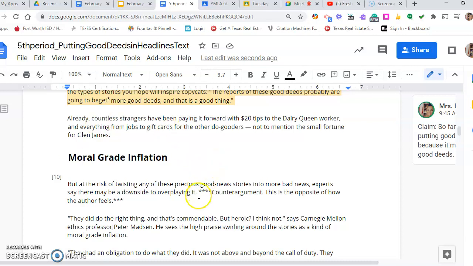Of course, we identify this as our counter argument. It's opposite of how the author feels.